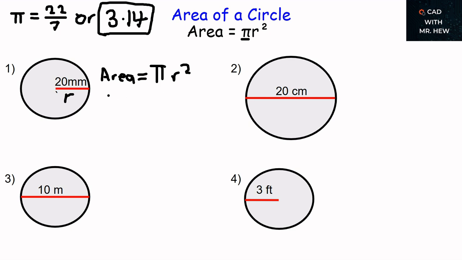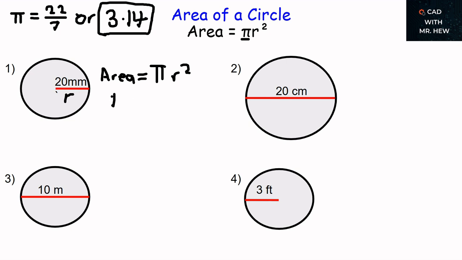What we'll do now is look at our question and see what unit is given. Is it the diameter or the radius that is given? Because for our formula, we need the radius. So we have 20 as a radius, so we are fine here.